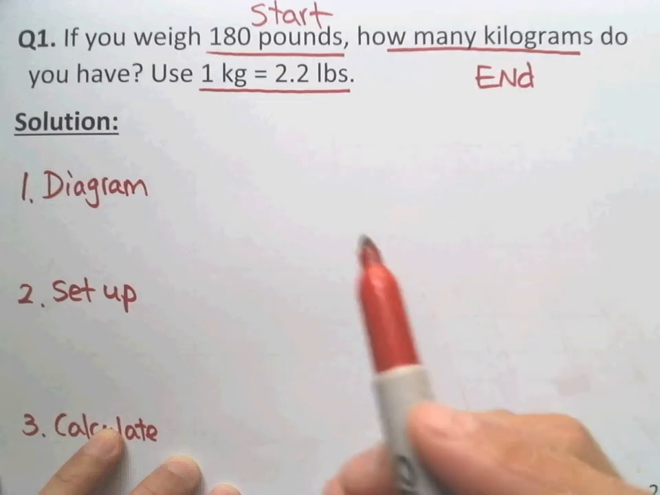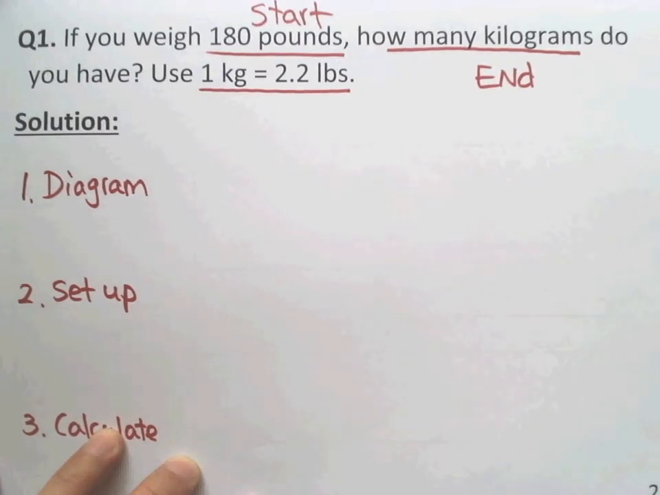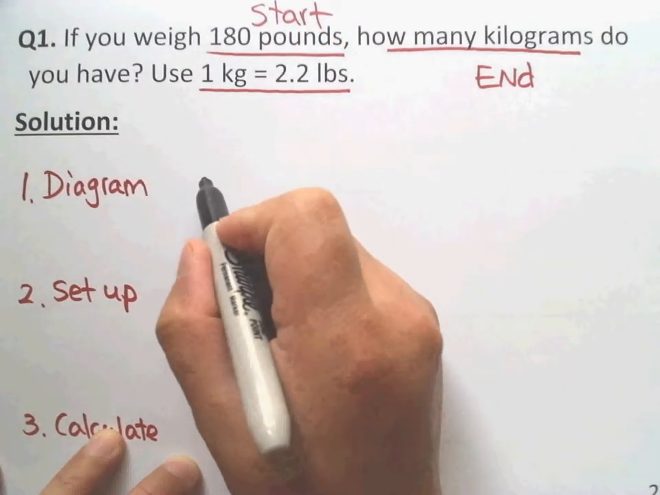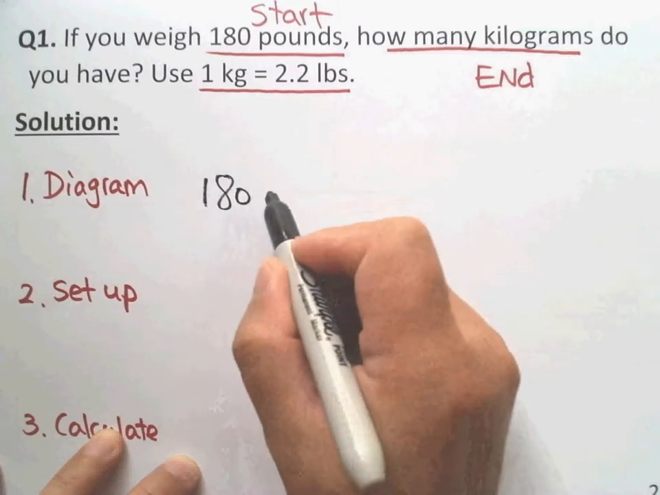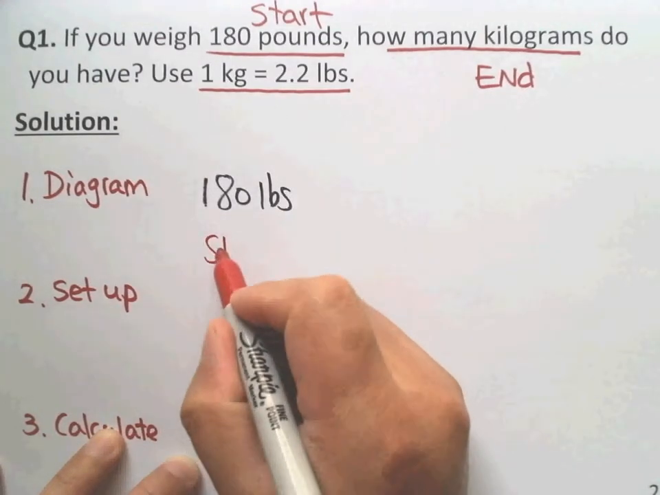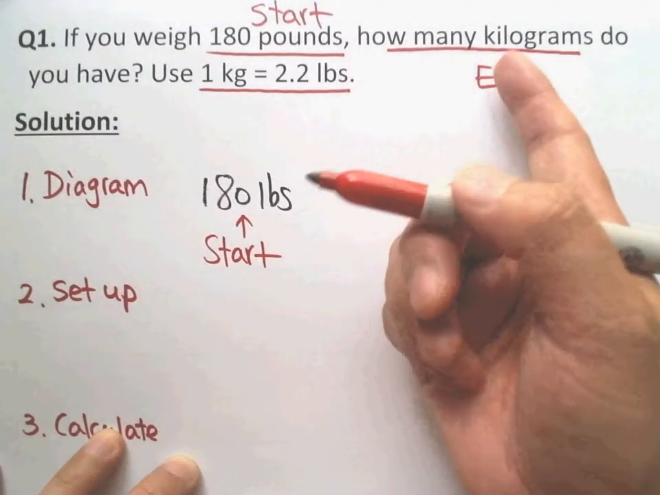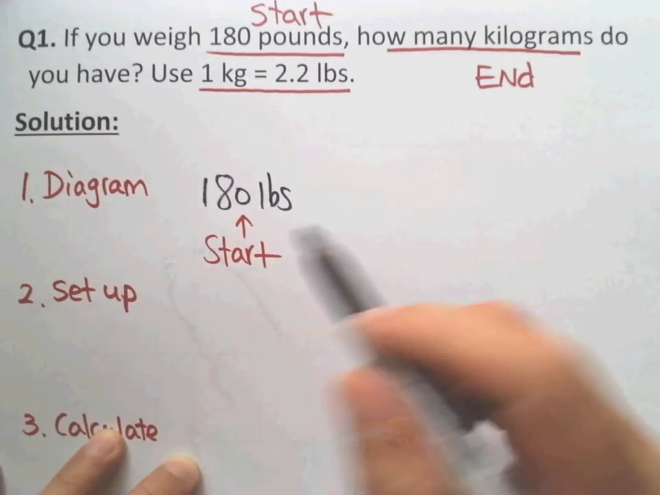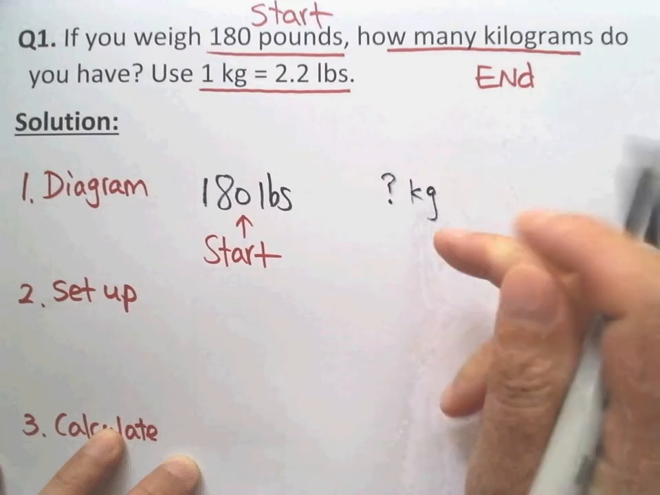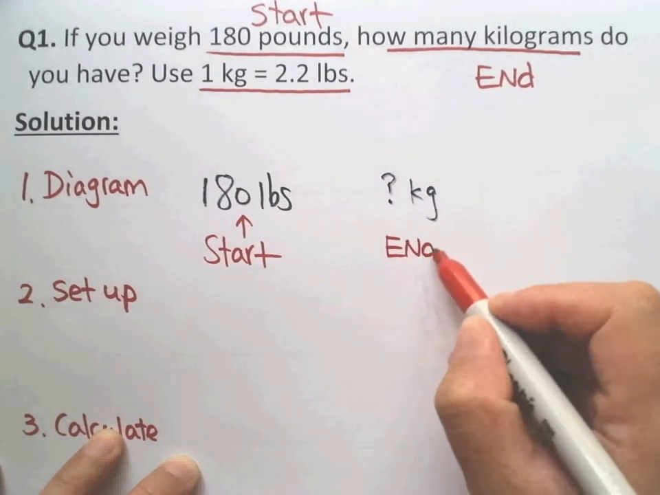Then let me set up here. The diagram is just like this. We put the 180 pounds, which is the start, right? I wrote here 180 pounds. That's the start. Where we need to go is the end: how many kilograms? Let me write it here. This is the end where we need to go.